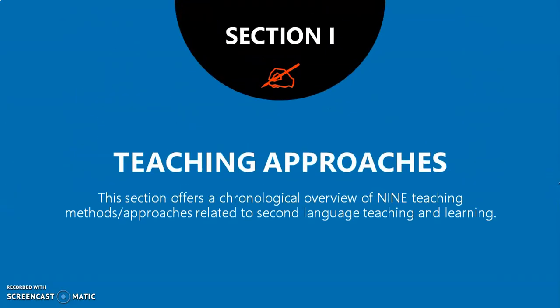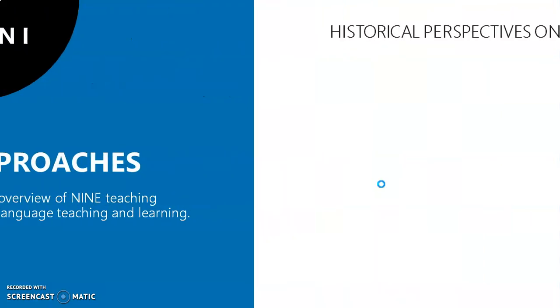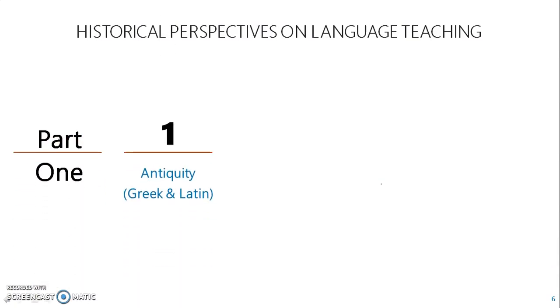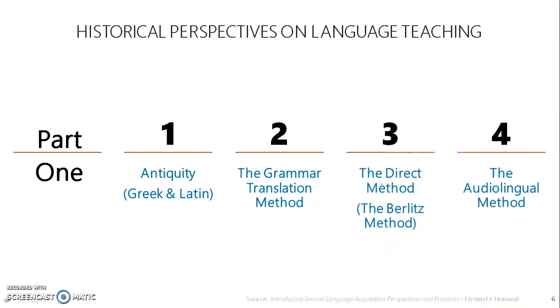We will begin with the old methods, and then we will move to the new methods. There are 9 methods which we will be discussing. In this video, part 1, we will be looking at old methods of teaching a second language, methods that had been used until the 19th, early 20th century. Antiquity, the grammar translation method, the direct method or the Berlitz method, and finally, the audiolingual method.